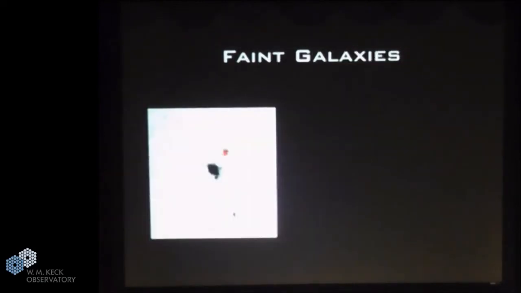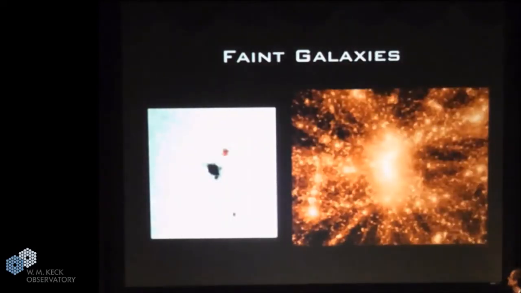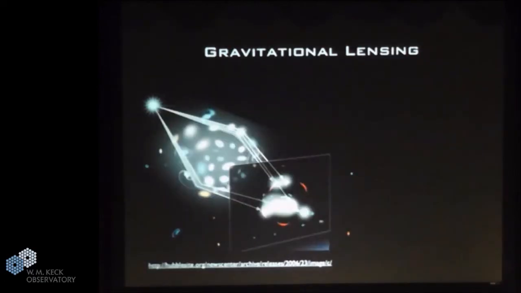So, how do we study these faint galaxies when it takes many days with one image with Keck or Hubble to detect these things? If we need to study things that are 10 times fainter, it'll take years. We can't do that. Fortunately, nature has provided something that can help us out.